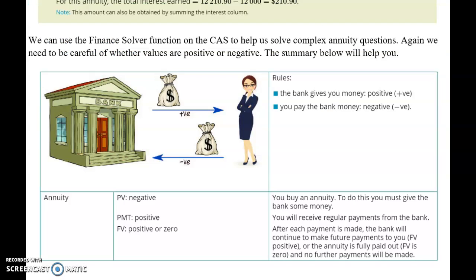Okay, you won't always get annuities that last for 6 months or whatever. Sometimes, they'll last for years and years and years. It'll be quite complex and interest rates will change and all this sort of stuff. So we're going to use the finance solver on the CAS.